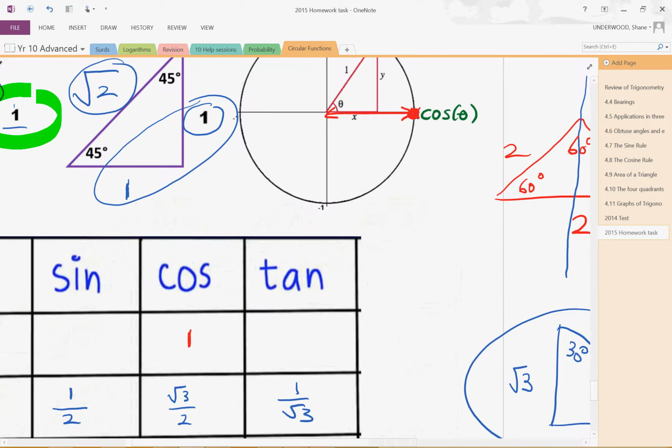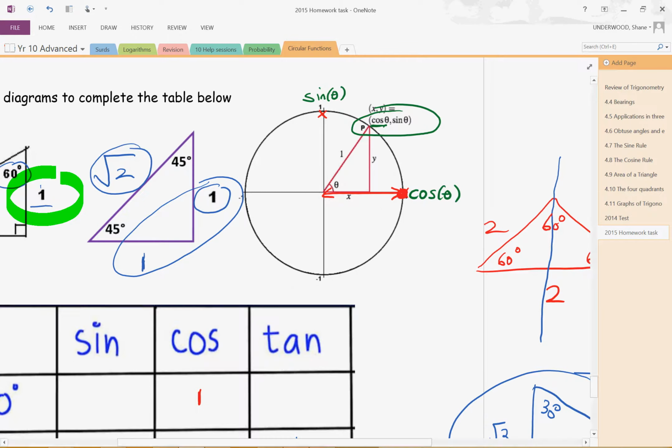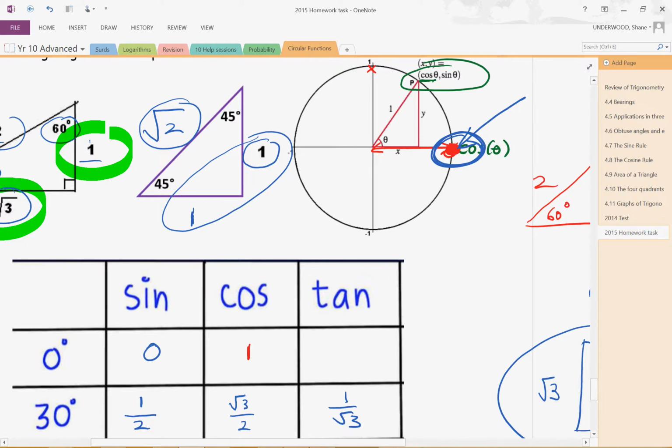Now what's the y-coordinate? Given that sine of theta is the y-coordinate, what's the y-coordinate of sine of 0? It's 0. What's the height here? At this point the height's 0, isn't it? Now, as it turns out, tan is sine theta over cos theta. It's the gradient of the tangent to the point. 0 over 1 is 0.